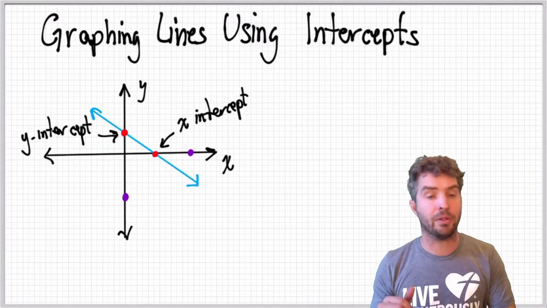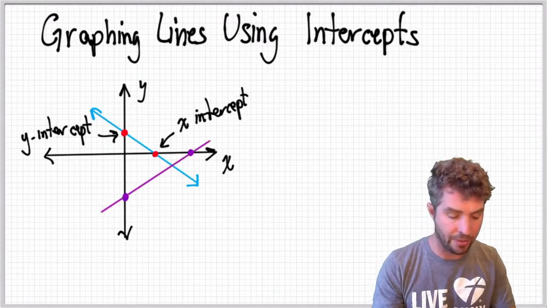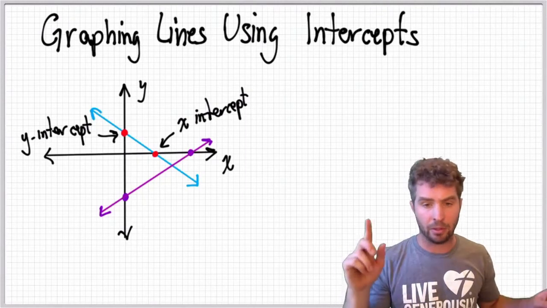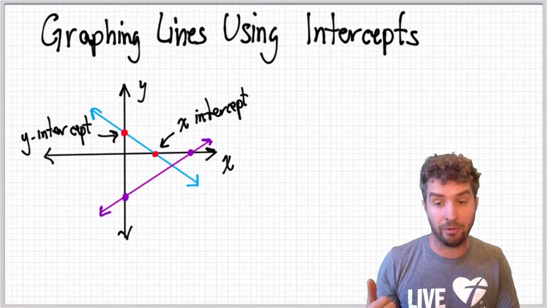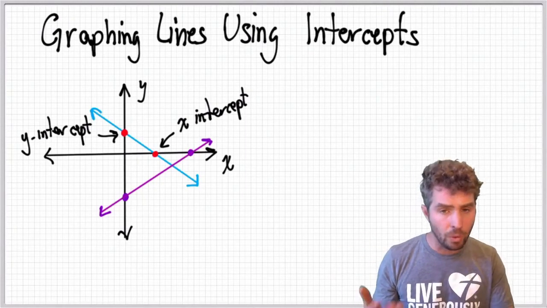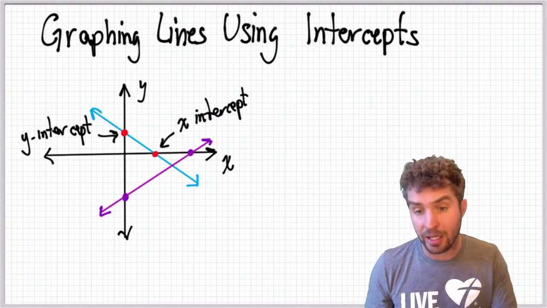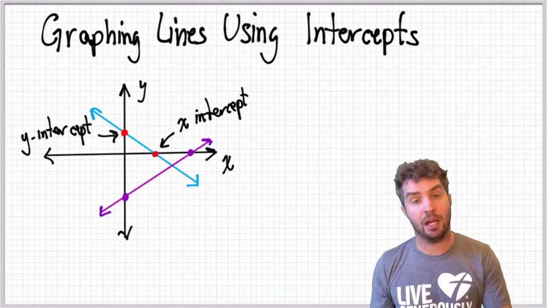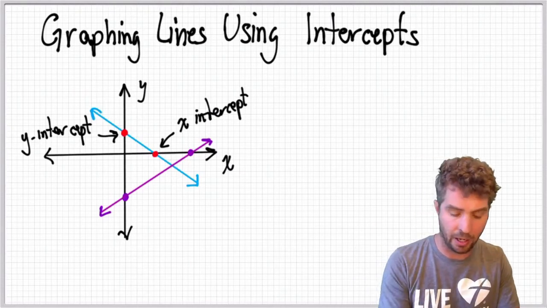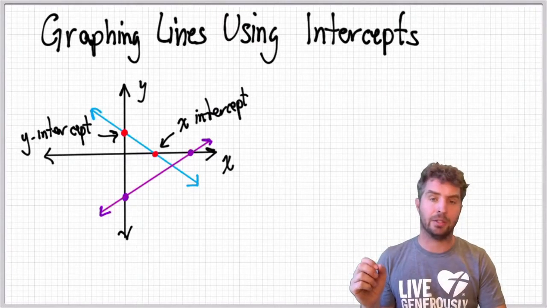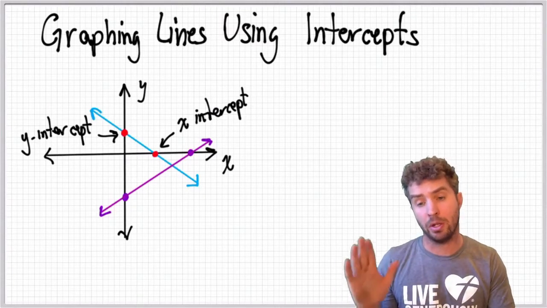And you can just plot those on your x and y axes, and then using your nice straight edge, draw a line between them, put the little arrows on the end, and that's it. You've got your line, which is great if you're given those intercepts. If you're not given coordinates of the intercepts, then things can get a little bit trickier. So we'll talk about how to calculate the intercepts when you're given an equation.